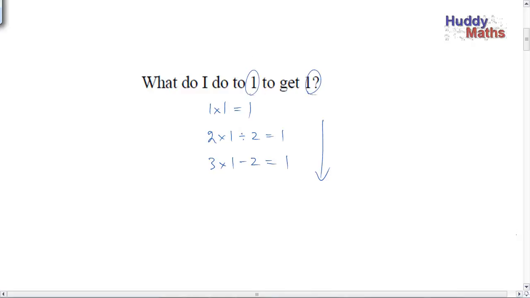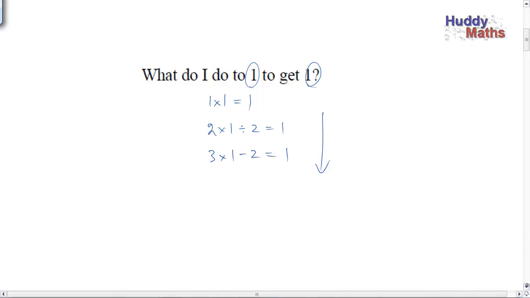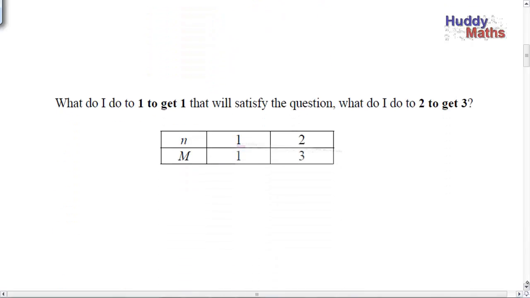But it's when you get other values that have to produce a certain pattern. And what's the pattern? That's what we're trying to say here in algebra land. So let's come down and build this a bit. What do I do to 1 to get 1 that will satisfy the question, what do I do to 2 to get 3? Well, what do I do to 1 to get 1? Oh, too many there. What do I do to 2 to get 3?